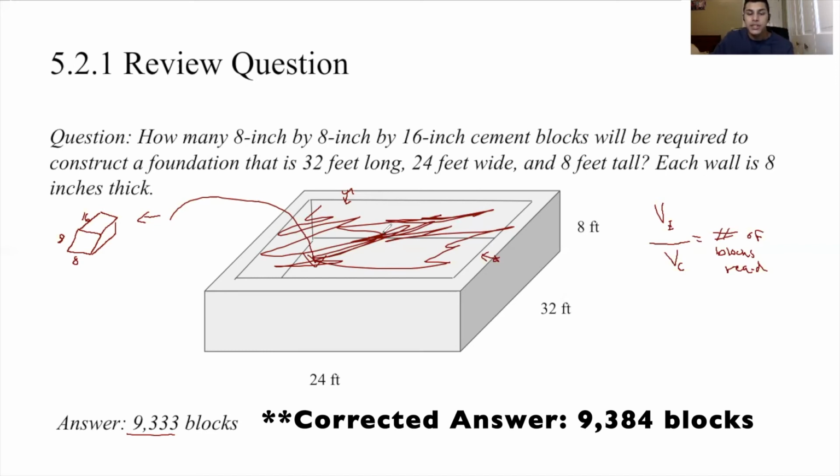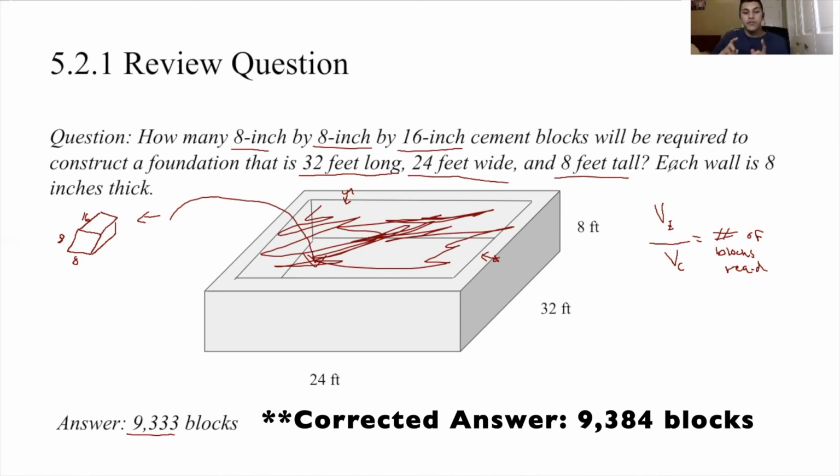The first is the units that they give us. In the question, you'll notice that the dimensions of the cement block is given in inches. We have 8 inches by 8 inches by 16 inches. However, it gives us the dimensions of this big foundation in feet. It says 32 feet long, 24 feet wide, and 8 feet tall. And then it gives us the wall thickness in inches again.